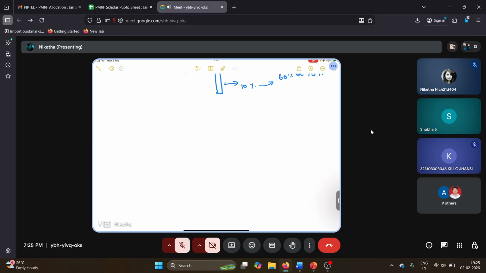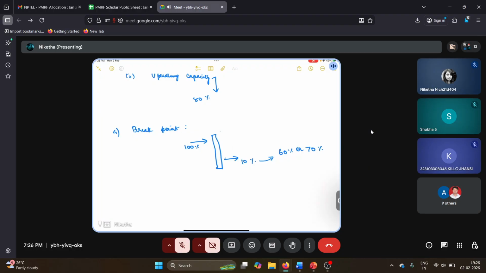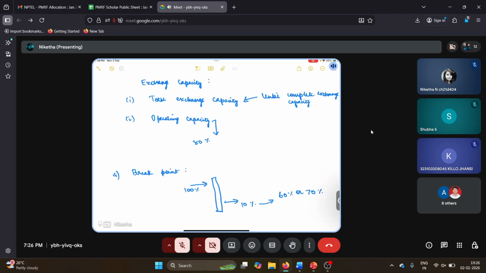Ma'am, after exceeding, the resin will be exhausted. Then is there a limit of exhaustion after breakpoint? Yeah, there will be. Breakpoint does not mean the ion exchange resin is exhausted. That just means the outlet concentration of ions is very high. Still there is exchange happening. The amount of ions exchanged is less, but still there is exchange happening.